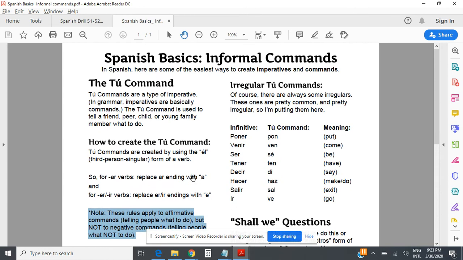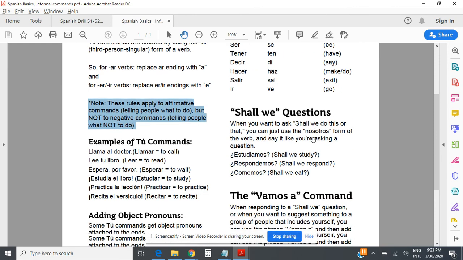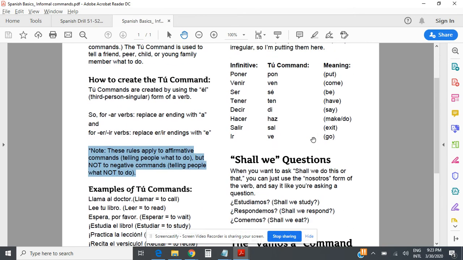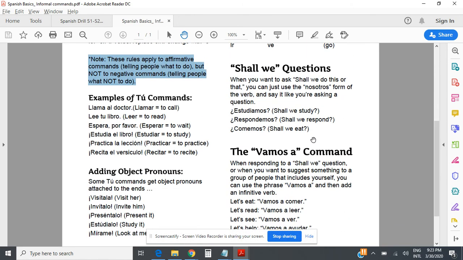Okay, coming back up to the other column, we have irregular tú commands. Of course, there are some irregular ones. I put those here. You can read through them. We won't be using these in our worksheets, but they'll come in handy.